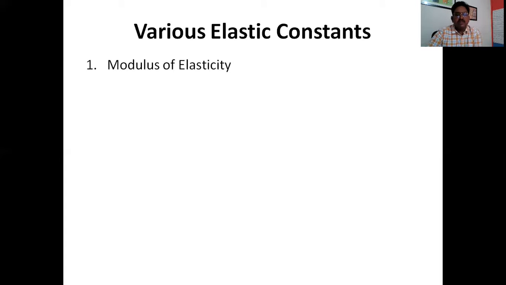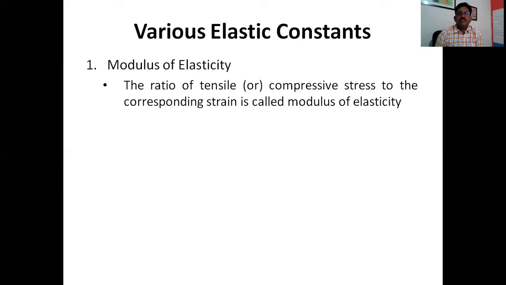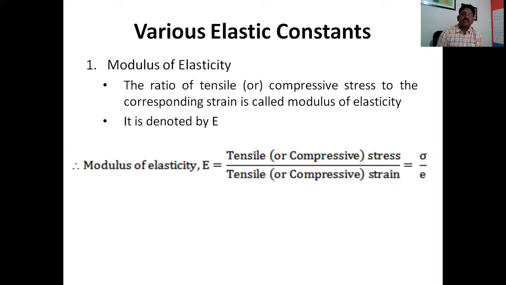Just now we have seen what modulus of elasticity or Young's modulus is. The ratio of tensile or compressive stress to the corresponding strain is called modulus of elasticity. So the stresses should be either compressive or tensile, and the strain is corresponding. If tensile stress is there, tensile strain will be there. If compressive stress is induced, then the corresponding strain will be compressive strain. Therefore, it is denoted with E. It is tensile stress by tensile strain or compressive stress by compressive strain. Therefore, sigma by epsilon is modulus of elasticity.